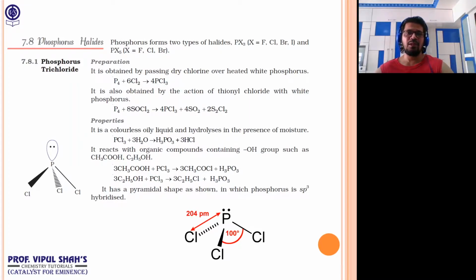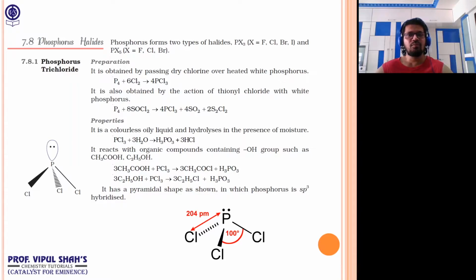Now, the next part with respect to phosphorus, a very important part, is its halides. So we're going to talk about the different compounds of phosphorus, in which two halides. We have discussed this, if anybody recalls, in chemical bonding: PCl3 and PCl5.